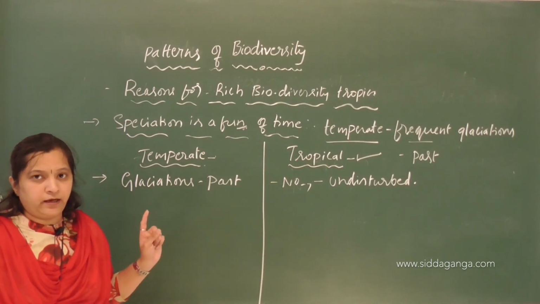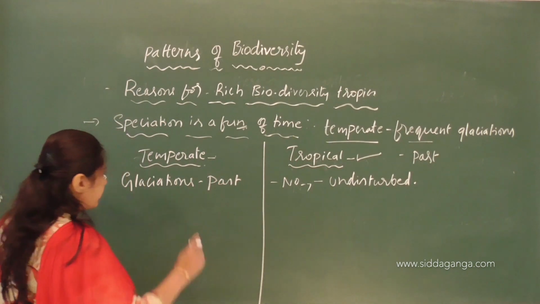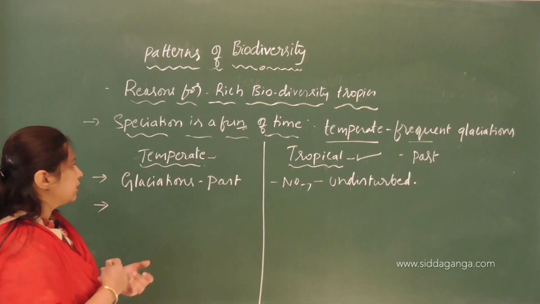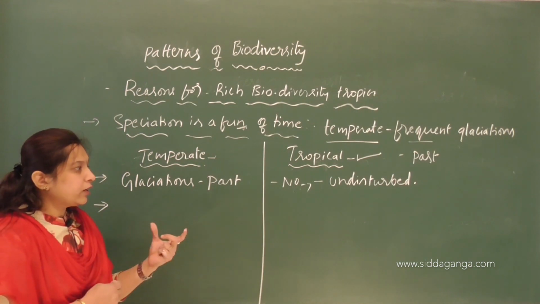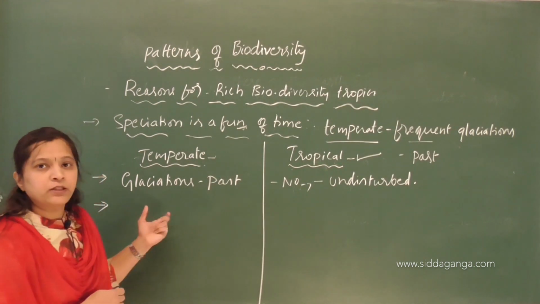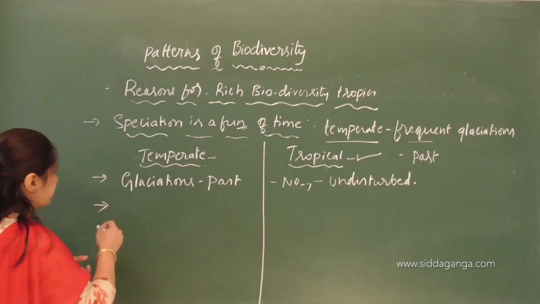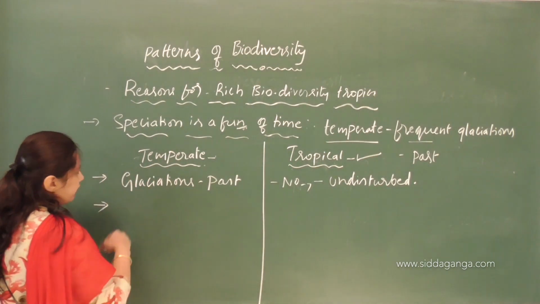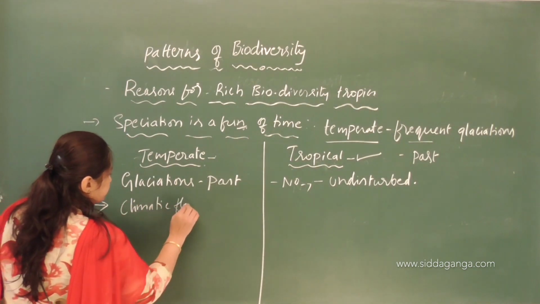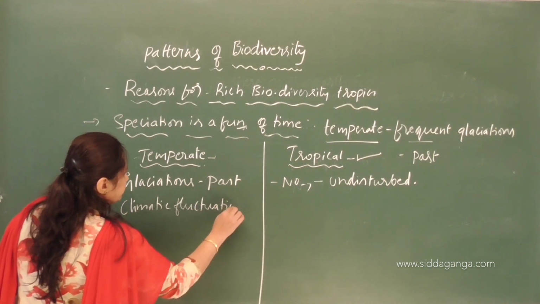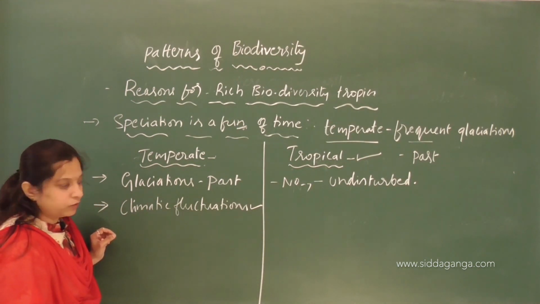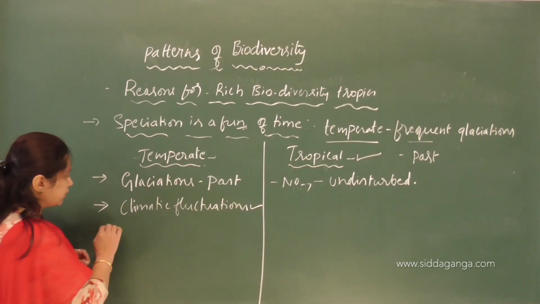the temperate areas. This is one reason, and another reason is the suitable environment. The environment in tropical areas is more suitable for living compared to the temperate areas. Because in these temperate areas there are many climatic fluctuations, right? The climatic fluctuations and temperature fluctuations are more, and they are more seasonal also.